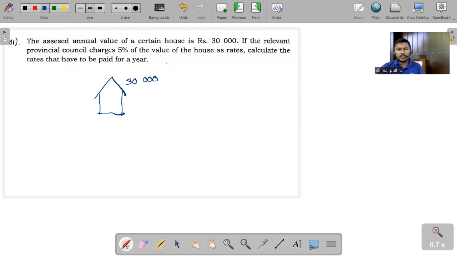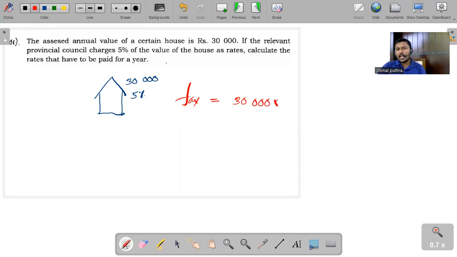If the relevant provincial council charges 5% of the value of the house as rates, calculate the tax rates that have to be paid for the year. So the rates, or the tax amount, that we have to pay, I told you, should be according to the valuation. The valuation they have given is 30,000.